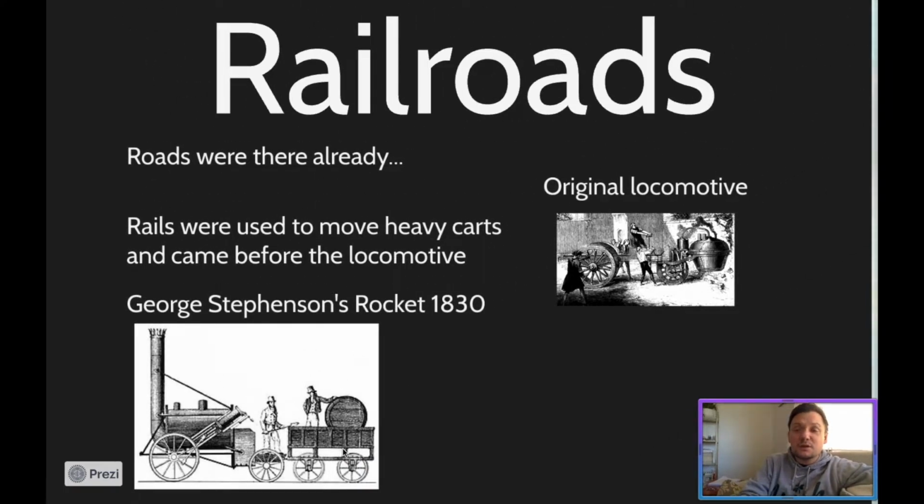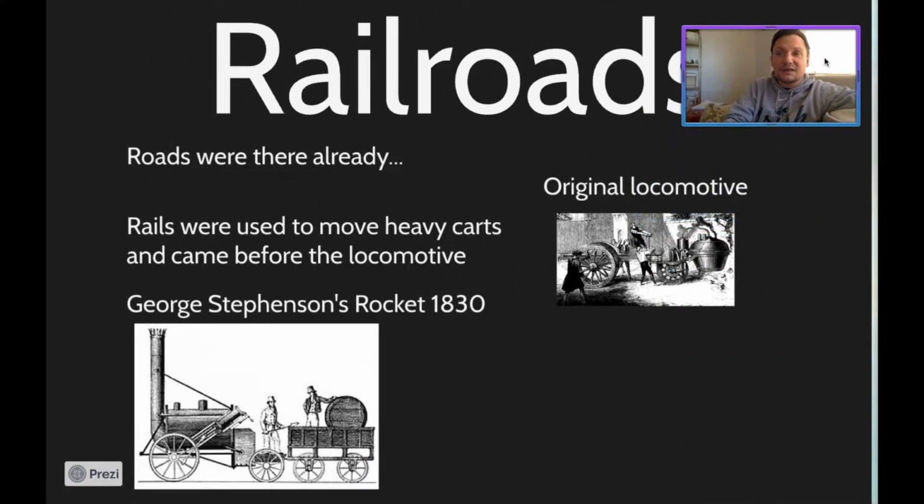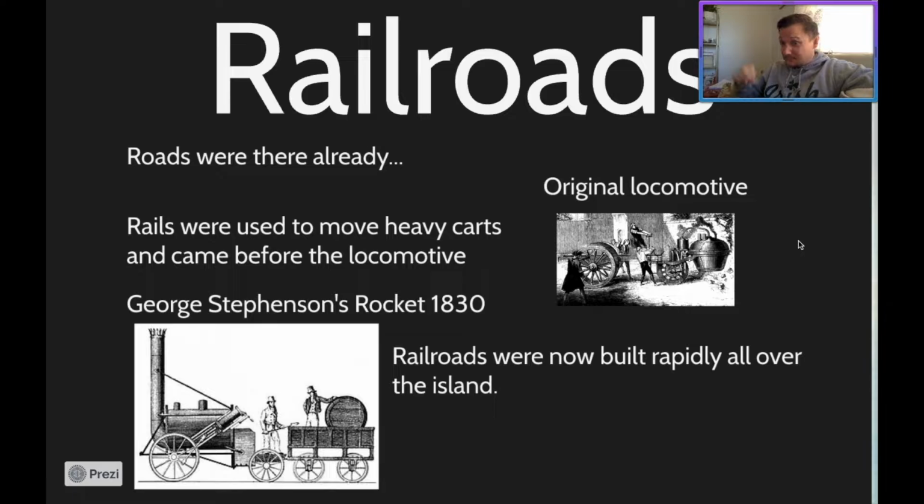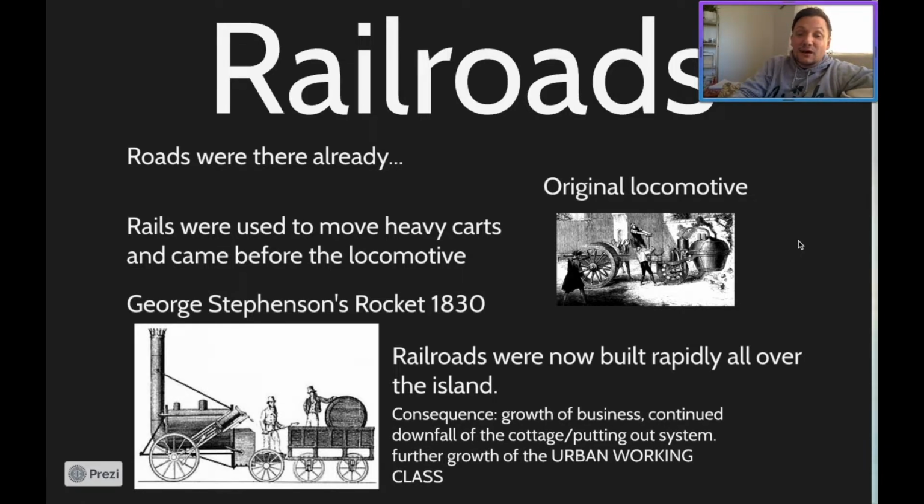And it becomes such a big thing during the Industrial Revolution, the idea of the locomotive and the shock and awe of this thing that can move things such great distances, that railroads are going to be put up rapidly all over the island. You're also going to see the growth of businesses come out of this, because the continued downfall of the cottage industry and the putting out system is being made more obsolete by railroads, right?